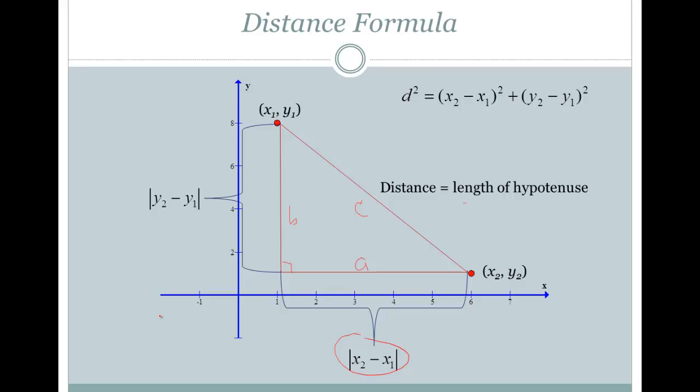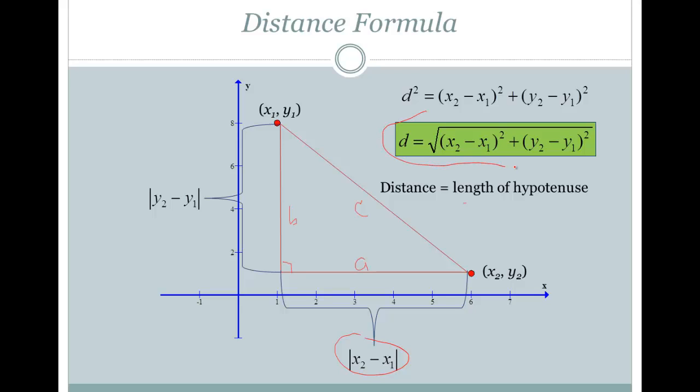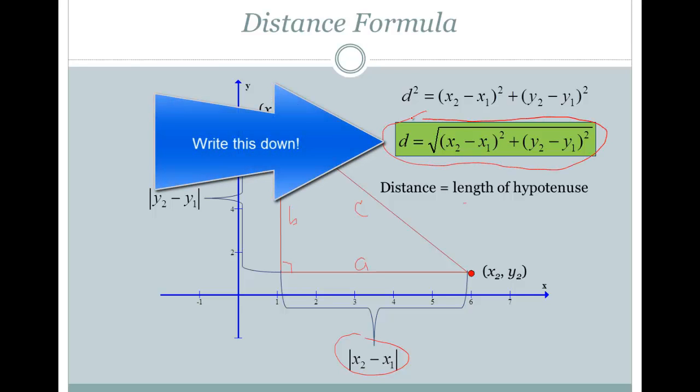Now if I plug in those values and I square, this is what I get for my distance formula. So the distance is equal to the square root of x2 minus x1 squared plus y2 minus y1 squared. This is important right there. You guys should write that one down. Okay, there's my distance formula.